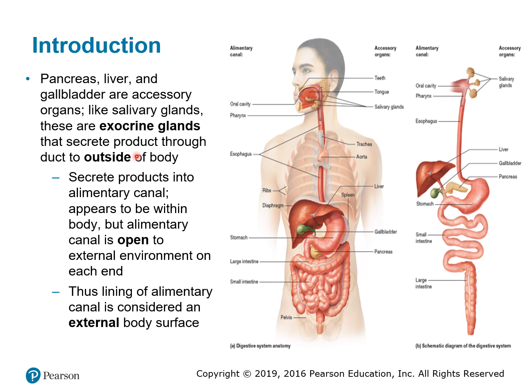Like I said, they're making these enzymes, but these organs do not touch the food. So they secrete products into the alimentary canal, and they appear to be within the body, but the alimentary canal is only going to be open to the outside environment, so kind of like the mouth and the anus. So the lining of the alimentary canal is considered to be external to the body surface.